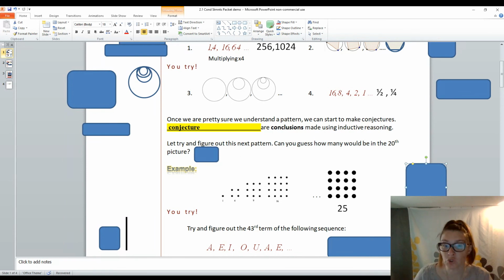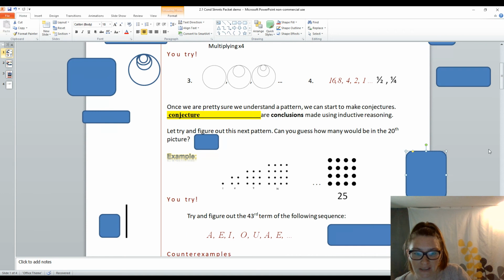So what would the 20th picture be? How many dots across and down on the sides? Right, it should be a 20 by 20. So when we multiply them, we should have 400 dots. That's how many should be in the picture for the 20th picture, 400 dots. All right, let's look at the next one.